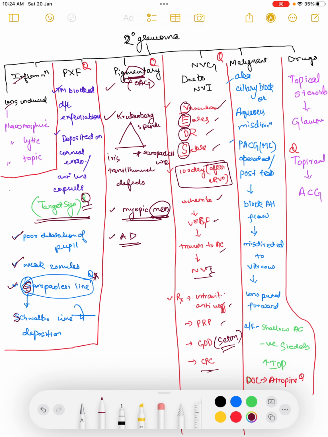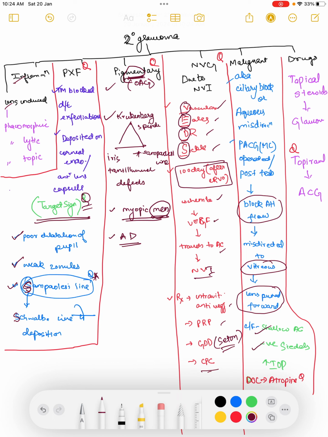Most commonly seen in people who suffered from angle closure glaucoma and have been operated with trabeculectomy, post-trabeculectomy patients. This blocks the aqueous humor flow, which is misdirected to the vitreous, which increases the vitreous volume, increases the vitreous pressure, and pushes the lens forward. Lens diaphragm is pushed forward.